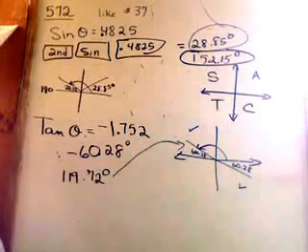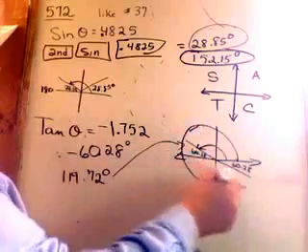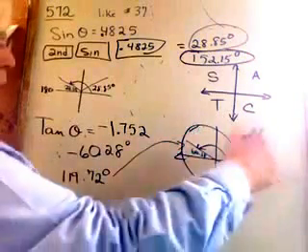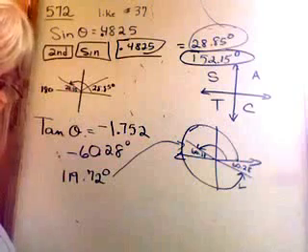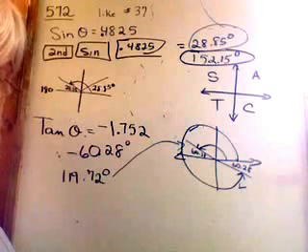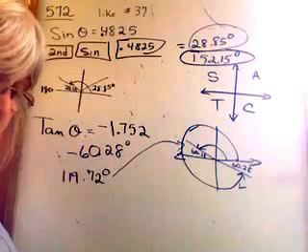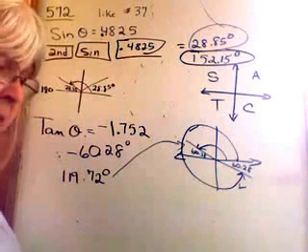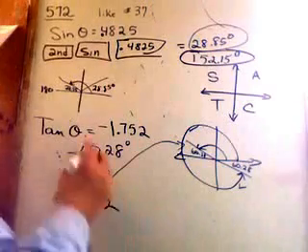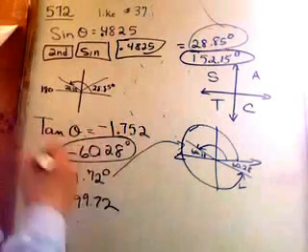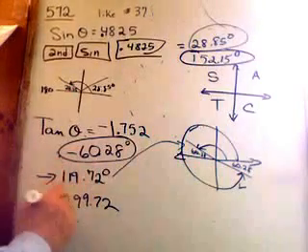I also need the name for this one. Well, I'm going all the way from here, all the way around. If I go all the way to 360, I've gone too far. But I use that to help me figure this out. So I do 360 take away 60.28, and I get 299.72.